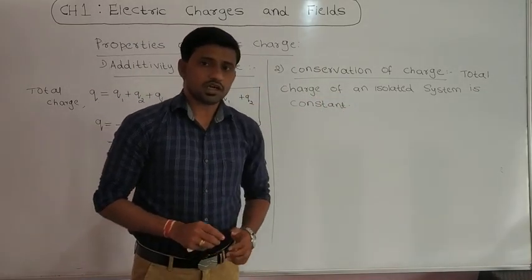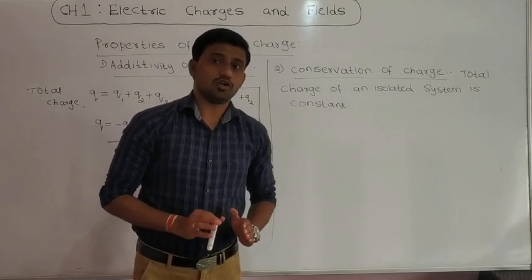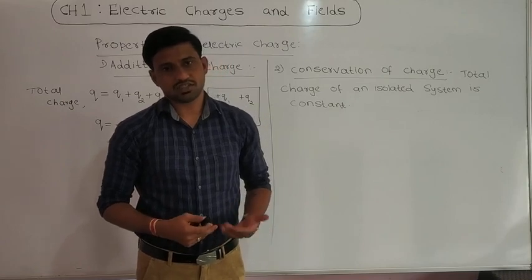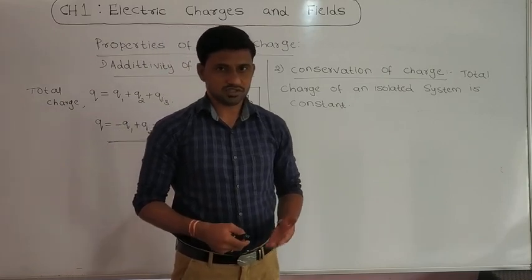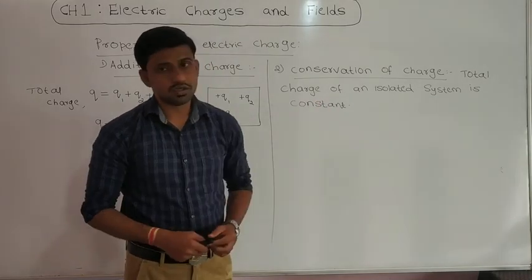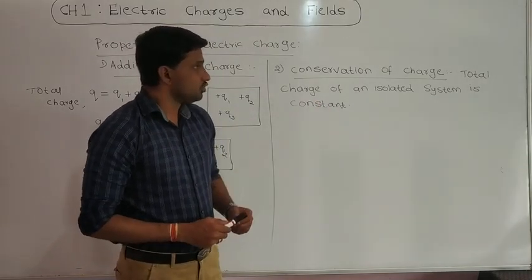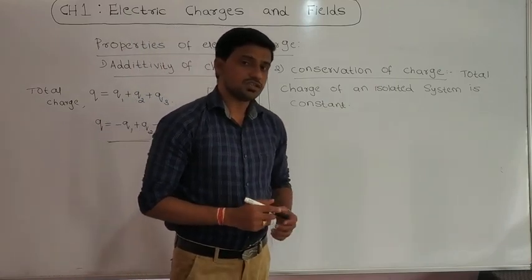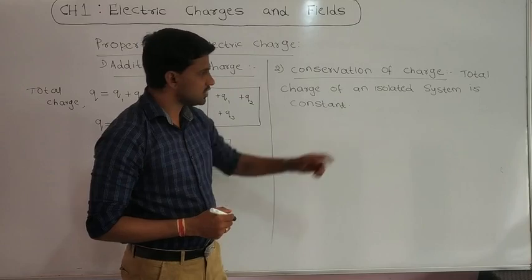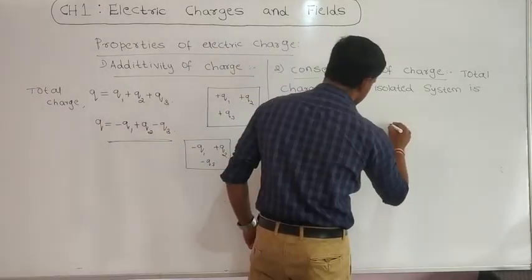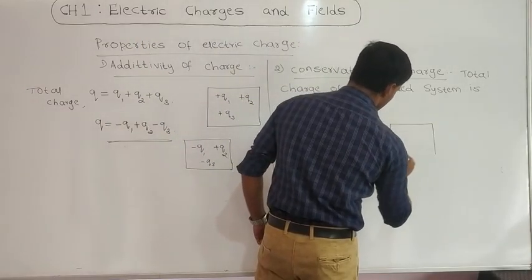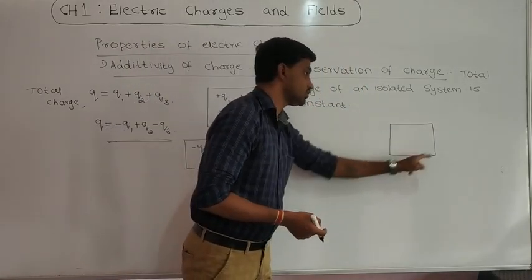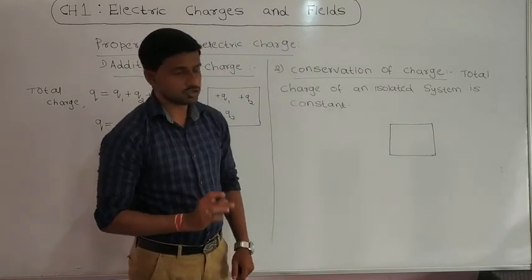Okay, the total charge of an isolated system is constant. We know that in our environment or surroundings, we observe different conservation laws. For example, law of conservation of energy, law of conservation of mass. Similarly, there is a law of conservation of charge. According to this, the total charge of an isolated system is constant. What is the meaning of isolated system? It is a non-conducting closed system.